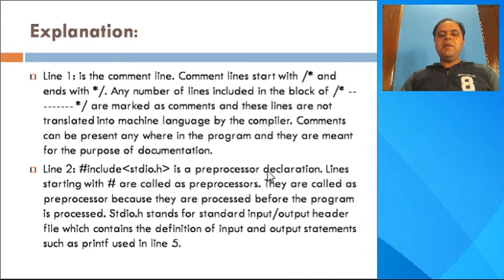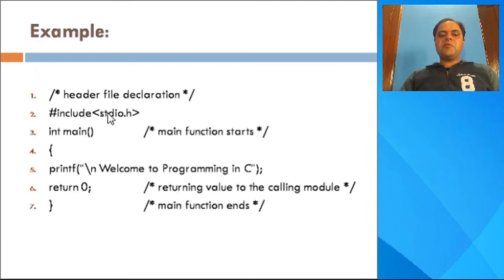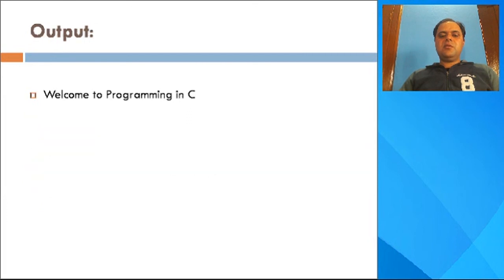It is a preprocessor declaration, as I have already discussed with you. Lines starting with hash are called preprocessors. They are called preprocessors because they are processed before the program is processed. So anything written here will be processed before the program is processed. What will be processed? We will include a header file, standard input output header. So this is the work of this line.